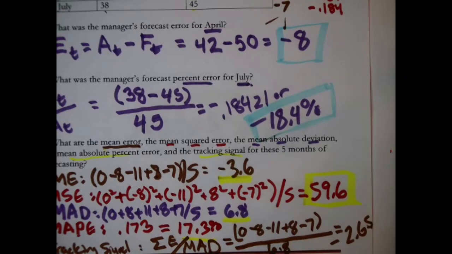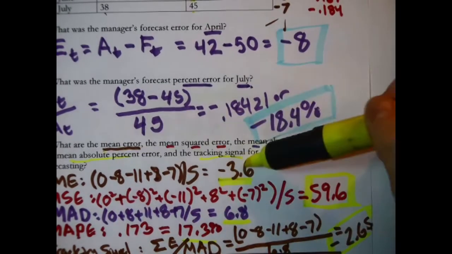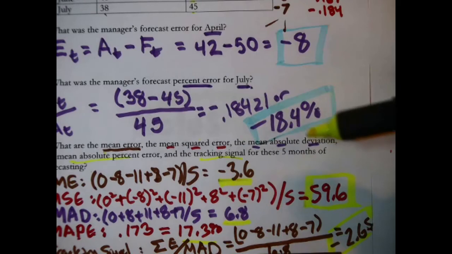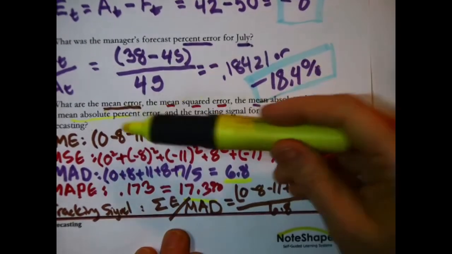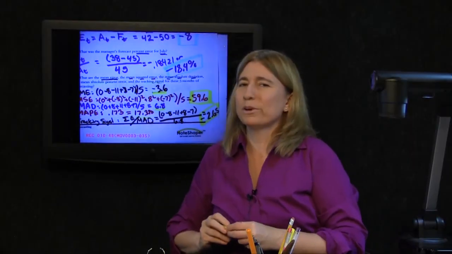Finally, let's check. I think that we have calculated everything that they asked for. Mean error, got it. Mean squared error, got it. Mean absolute deviation, got it. Mean absolute percent error, yes. And the tracking signal, negative 2.65.